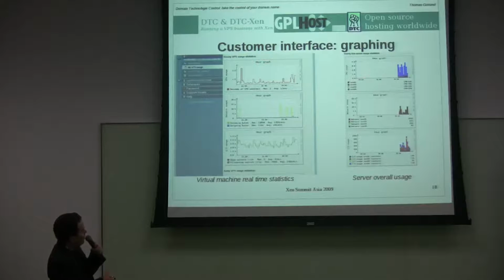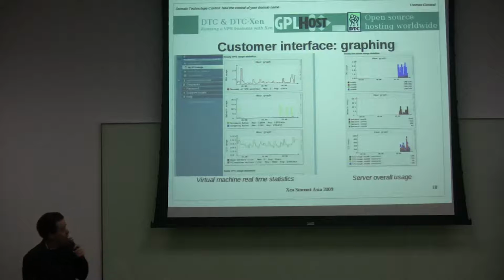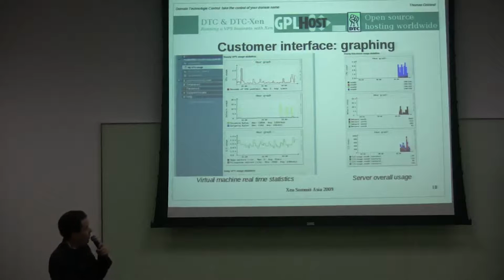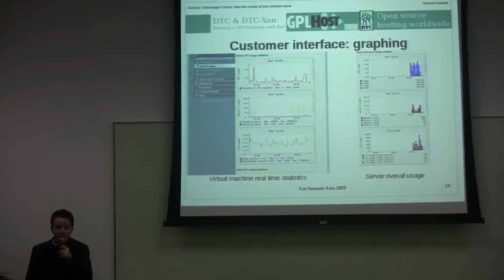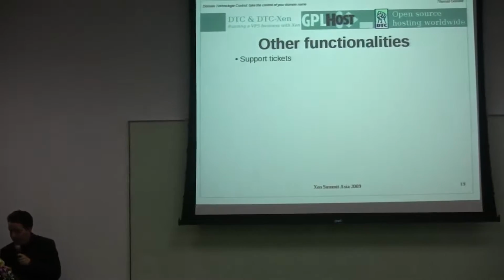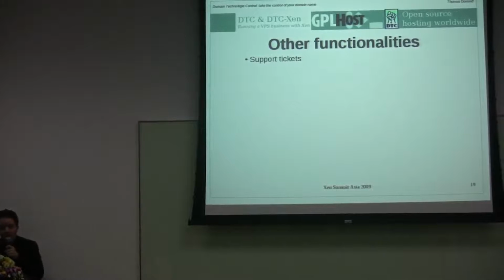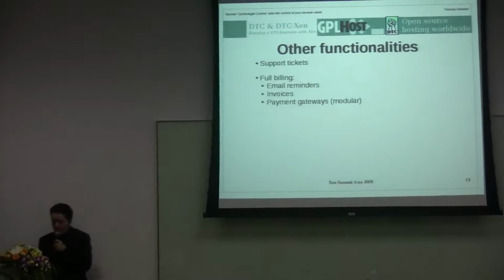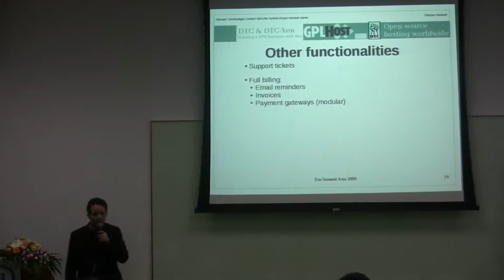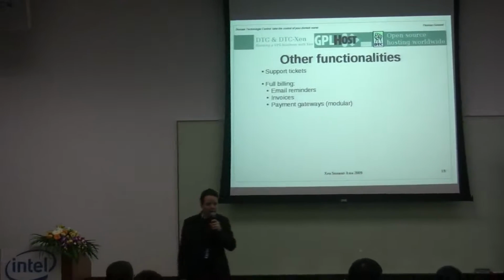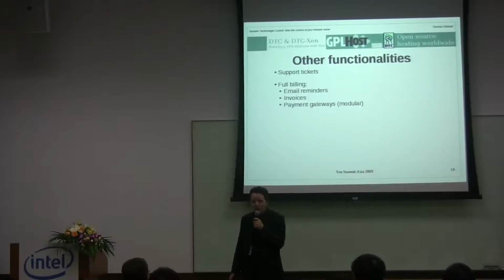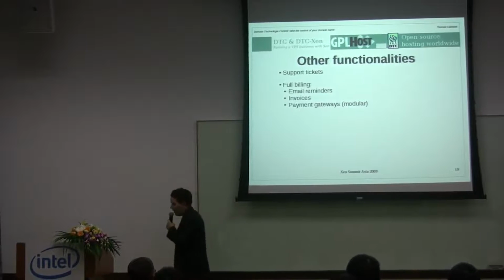The I/O is taken from sysfs by the server and pulled every minute. The network is taken from proc and CPU by xm list every minute as well. So other functionalities that I won't show because I won't have enough time. Support tickets. It's the average support tickets, with emails or on the web interface.